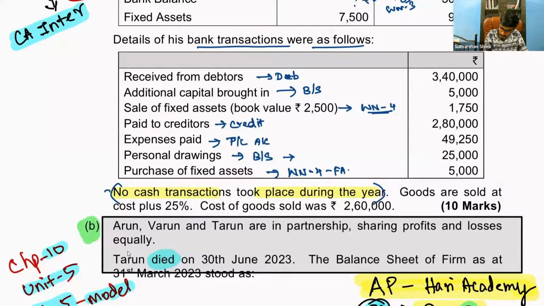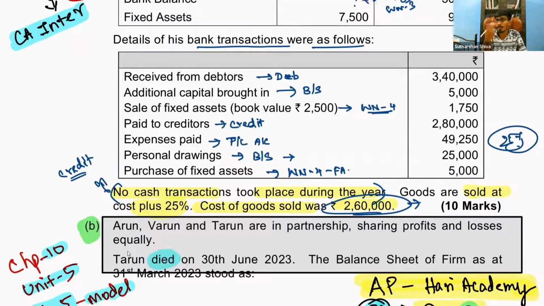Goods are sold at cost plus 25%, so a 25% profit margin is there. They have not given the sales value; instead, they have given the COGS value. The cost of goods sold is 2,60,000. We need to find out the selling price and the gross profit margin, and for that we will go for a calculation. This is a simple question, but it is for 10 marks. We need to prepare working notes, almost 5 of them.